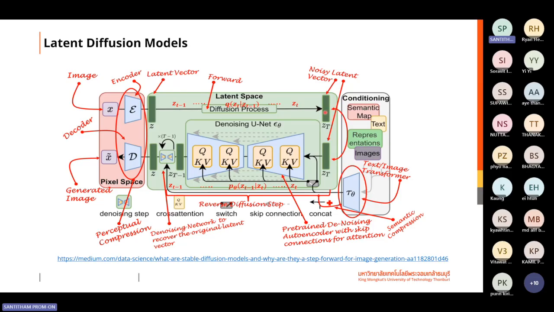In the reverse process, we start with the noisy vector and then pass it through the UNet to predict the noise. It will predict the noise out, and then we can use it to remove from the CT to get the original version, and then use the decoder to decode it back.